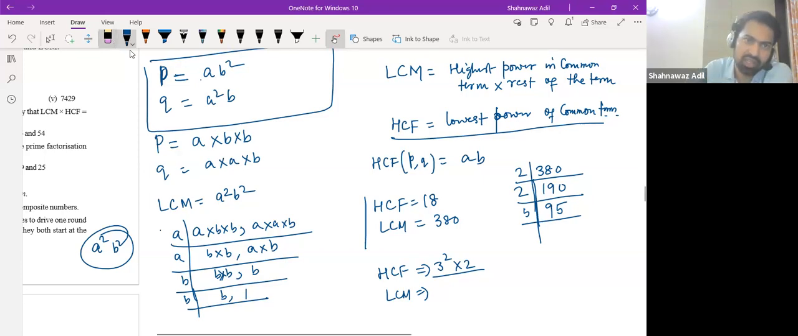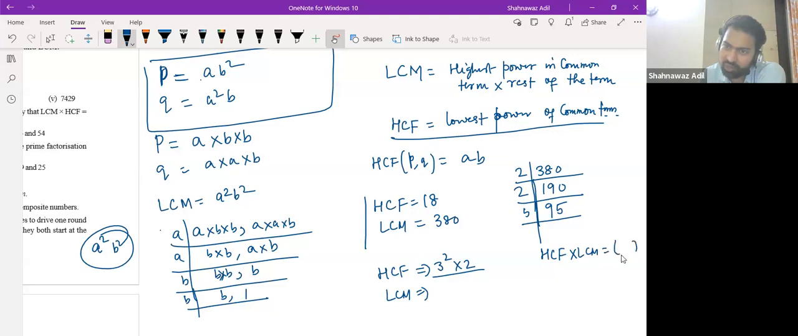Yes, LCM is 380, right? If you multiply HCF into LCM, then you get the product of the numbers, right? So then why can't this be the HCF? First, we have to find out the prime factors of this. And if in that prime factor we have this 3 and 2, then we can say that can be the answer, right?